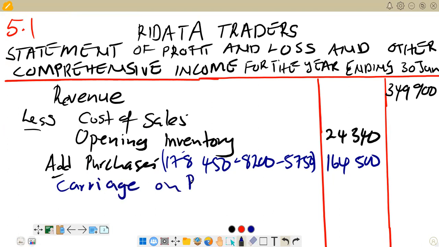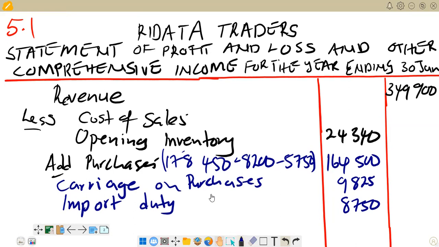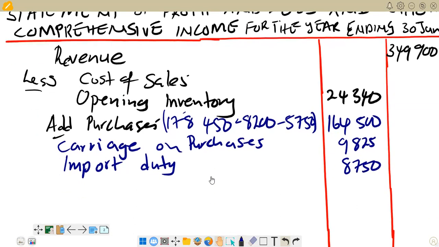Carriage on purchases. And remember, the figure that we have there is 9,825. And then we also have import duty, which is 8,750. So that's what we have in terms of carriage and import.